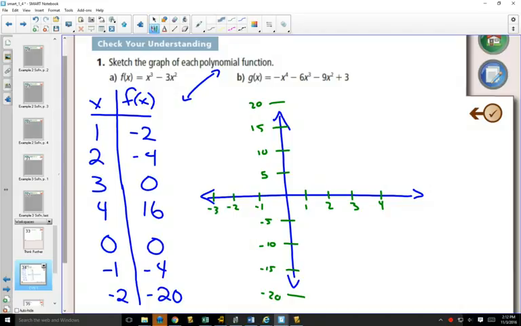And we can plot our points. We have the point 3, 0. We have the point 0, 0. We have the point 1, negative 2. 2, negative 4. 4, 16. Negative 1, negative 4. Negative 2, negative 20.